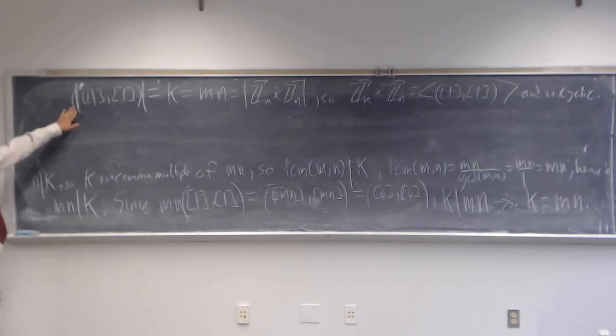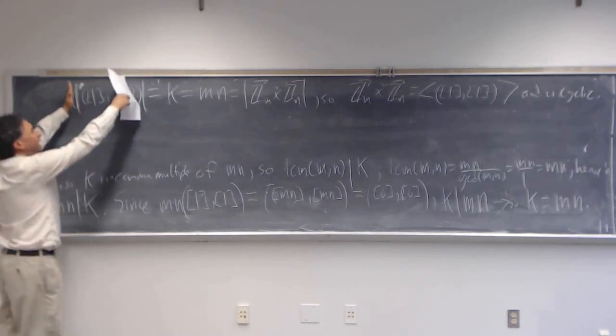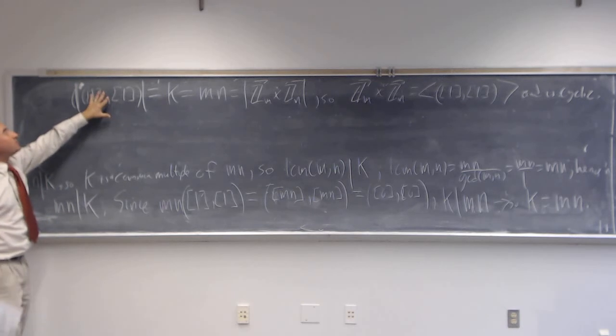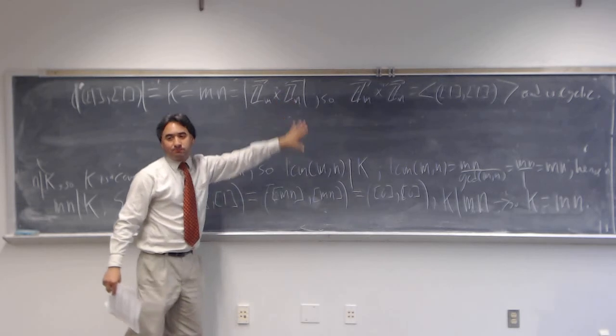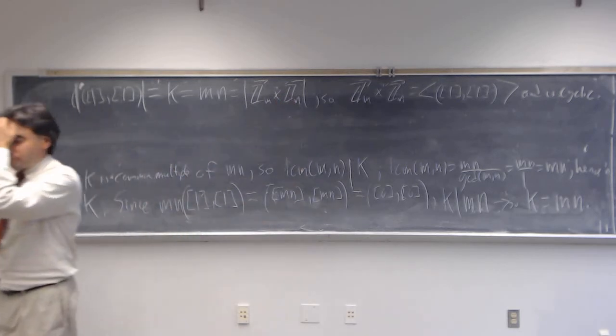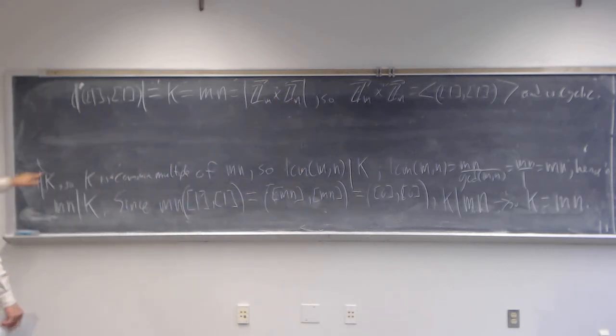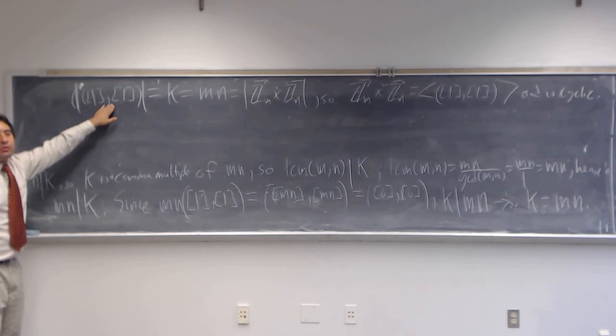Should point out the same symbolism means two different things. These absolute value brackets here mean the order of an element, and over here we're talking about the order of a group. Though there's a relationship, right? The order of this element is the order of the cyclic subgroup generated by that element.